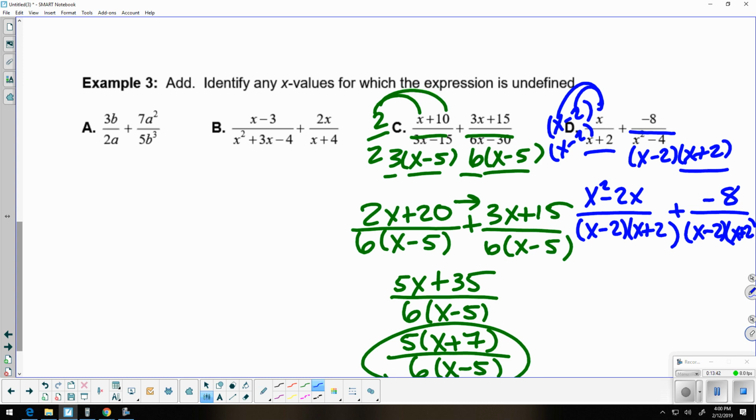Okay, so now we have our common denominators. I'll just rewrite those. I keep my denominator, and now we just want to go straight across the numerator, adding and subtracting, combining like terms.